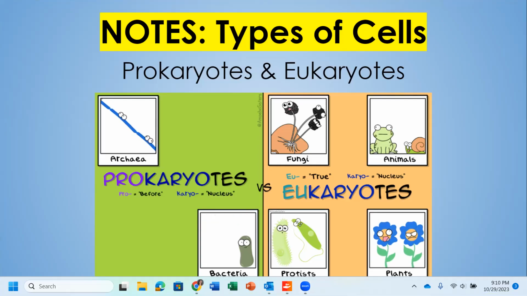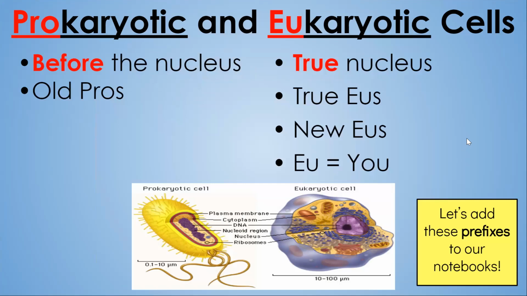Okay, welcome. Today we're going to talk about types of cells. We're going to talk about the difference between prokaryotic cells and eukaryotic cells. So when we look at prokaryotic cells, pro means before, and karyot means nucleus. And then the eukaryotic cells, eu means true, and so true nucleus. So prokaryotic cells are before nucleuses were around, and eukaryotic cells mean that they have a true nucleus.